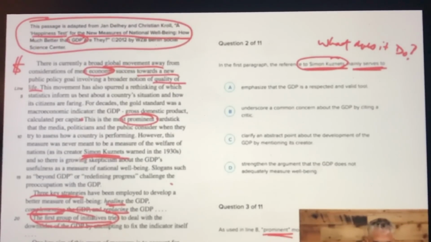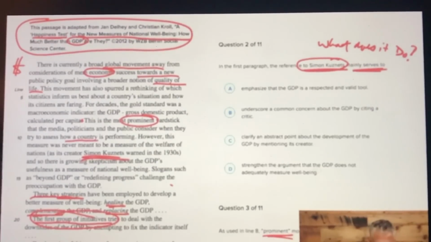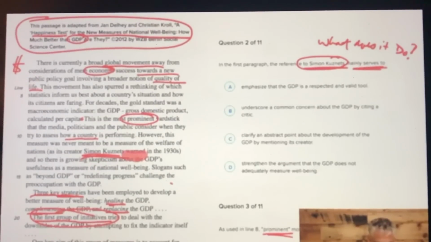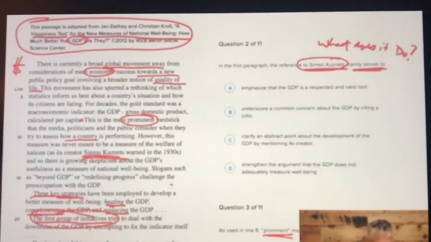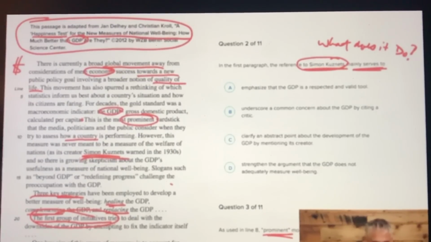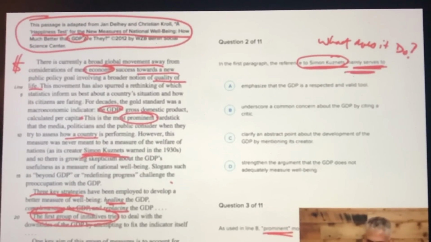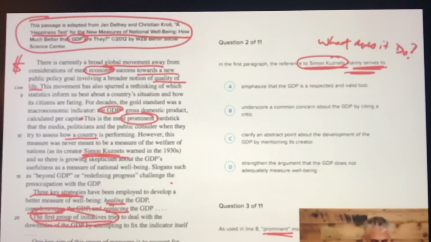This is the most prominent yardstick the media, politicians, and the public consider when they try to assess how a country is performing. However, this measure was never meant to be a measure of the welfare of nations. Okay, so he warned. Simon Kuznets is a guy who warned about GDP being used as a measure of the welfare of nations. It's not meant to do that. So it serves to show that. So again, we're sort of going back to this question. The reference is serving to show that it never was meant to be that way.